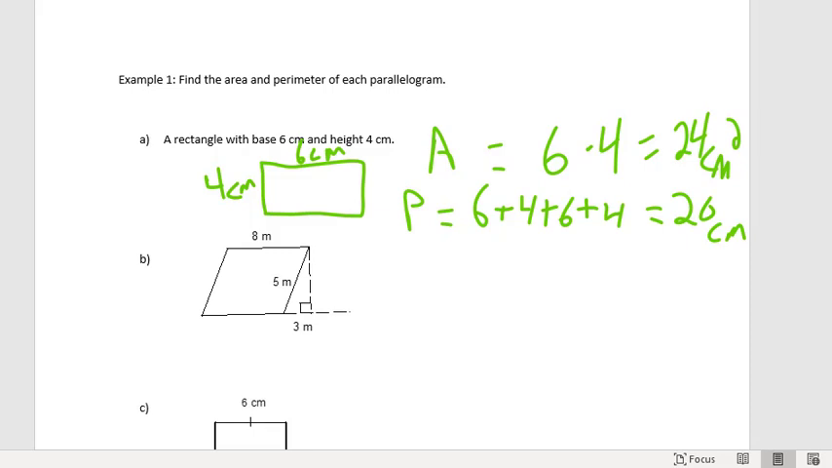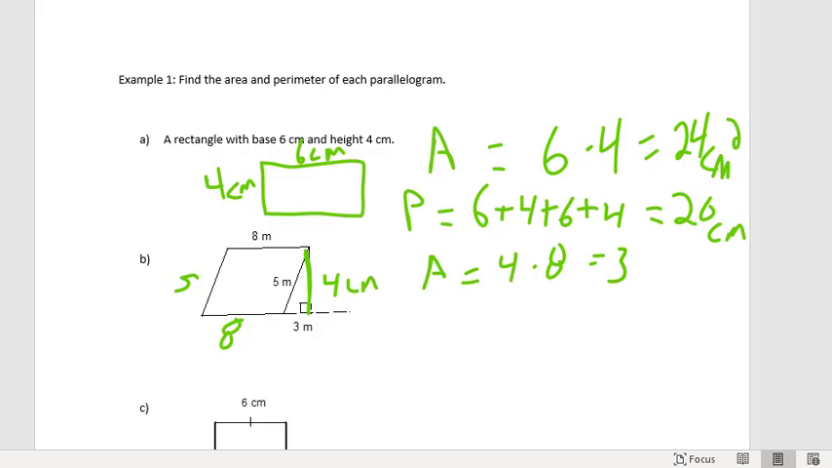Okay, the second one. We know that this side is 5, this side is 8. What we don't know is the height. But we do have a right triangle. It's 3 and the hypotenuse is 5. So we can use the Pythagorean theorem, or we can recognize this is a PPT, and this side then has to be 4 centimeters. You could do 3 squared plus b squared equals 5 squared if you don't know the PPTs. All right, area is 4 times 8.